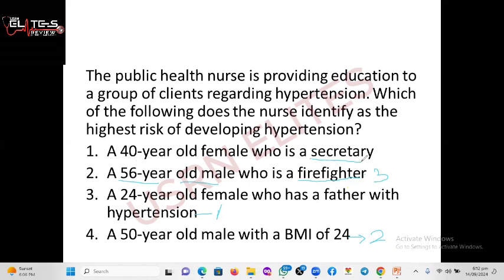Female is not a risk factor. Yeah, 40 can be a risk factor, it falls in between. So among them, I think option 2 has the highest risk factor. So I'll go for that, also 2, and then you arrive at this as having more risk factors.